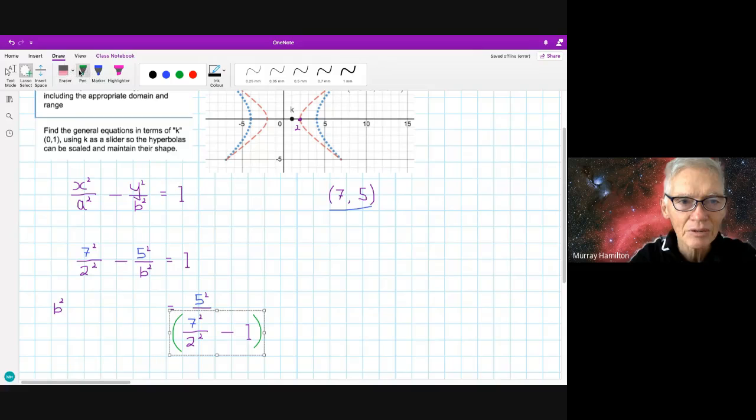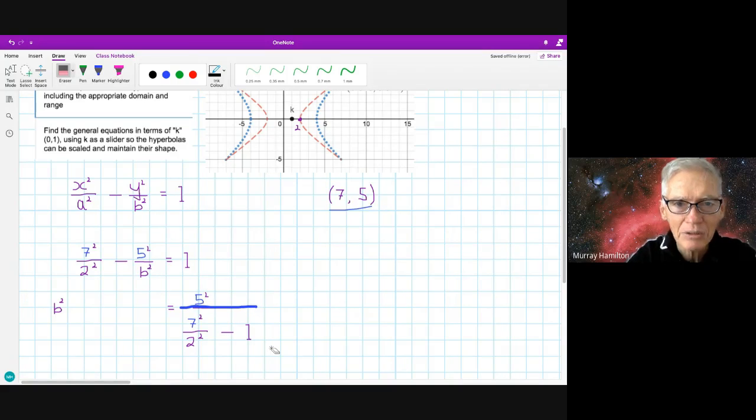So let's get my fraction line. So b squared is all this. B squared is 5 squared divided by 7 squared over 2 squared minus 1 squared. Leave it like that because it's really easy to put in.